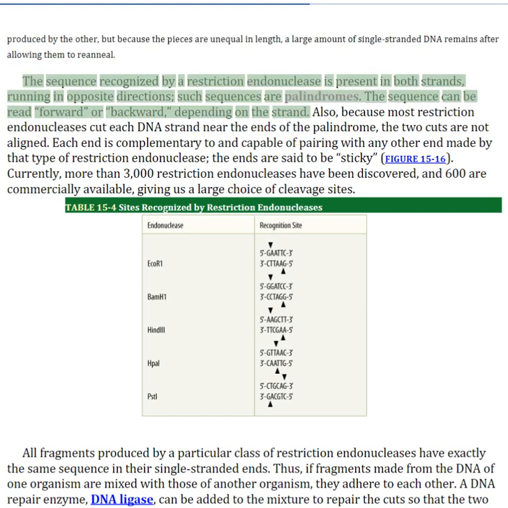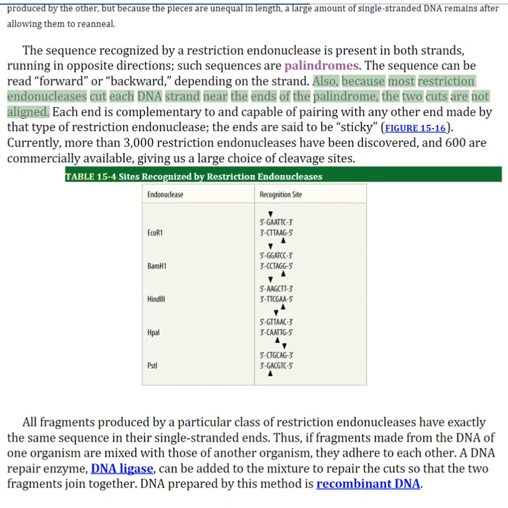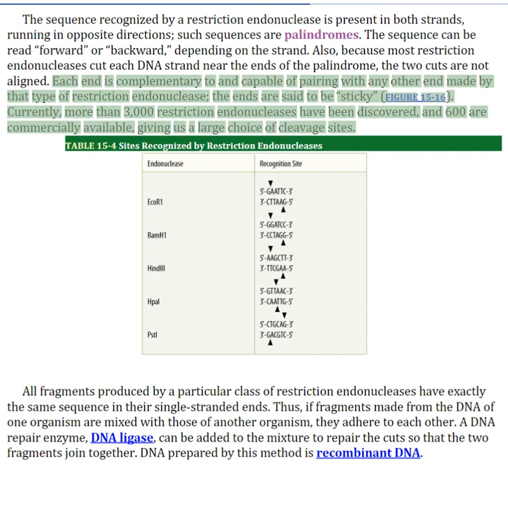The sequence recognized by a restriction endonuclease is present in both strands, running in opposite directions. Such sequences are palindromes. The sequence can be read forward or backward, depending on the strand. Also, because most restriction endonucleases cut each DNA strand near the ends of the palindrome, the two cuts are not aligned. Each end is complementary to and capable of pairing with any other end made by that type of restriction endonuclease. The ends are said to be sticky.